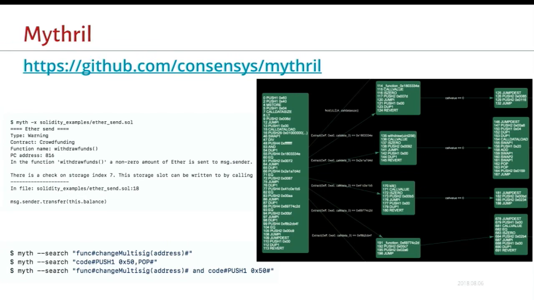For another tool, there's Mythril, made by Consensys. It's basically a Swiss Army knife. It can analyze Solidity, it can analyze binaries, it can query the live blockchain for some information, it can perform searches for certain byte sequences on the blockchain or code sequences, and it also has a graph view representation.